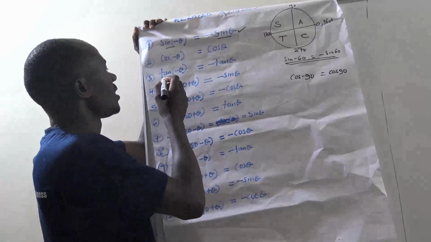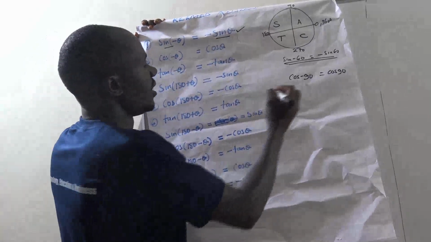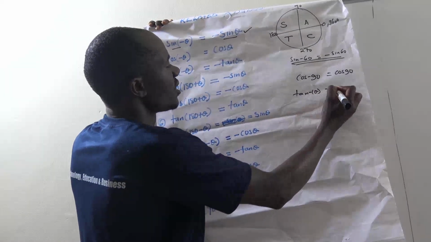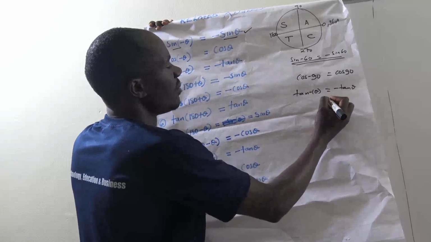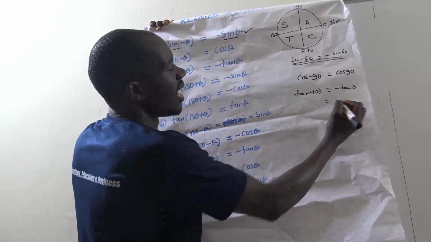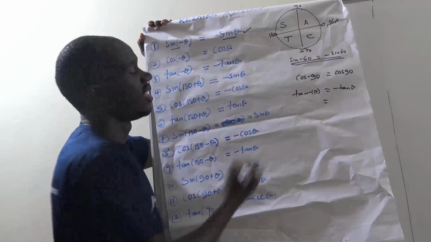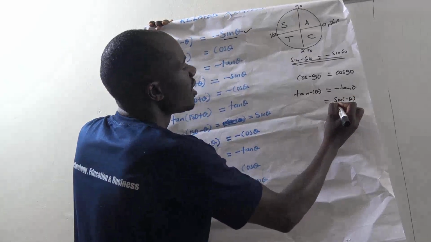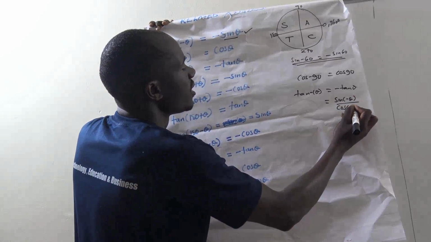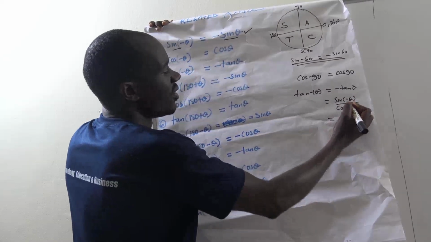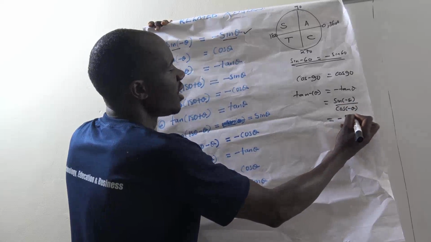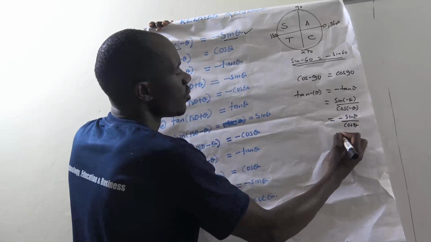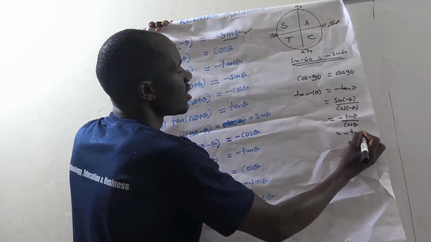We have also got tan of a negative angle, which is the same as negative tan theta. Where does it come from? The other time we looked at tan, we said tan is sine over cos. So tan of negative theta is the same as sine of negative theta over cos of negative theta. Sine of a negative is negative sine theta, and cos of a negative is the same as cos when it is positive. So it becomes negative tan theta.